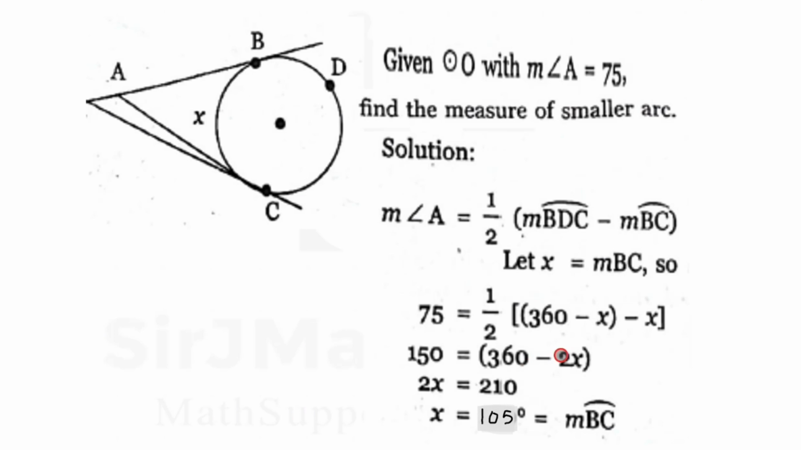Then, transpose natin yung 2x doon sa kabila, so, sa left side, and yung 150 dito sa right side. So, from negative, magiging positive pag transpose natin. And, magkakaroon tayo ng 210 kasi 360 minus, kasi ito ay positive, pag inilagay natin dito sa kabila, magiging negative. So, 360 minus 150 is 210. Then, divide both sides by 2 kasi we're getting for the x. So, 210 divided by 2, the answer will be 105 as the measure of the arc BC, which is the smaller arc.